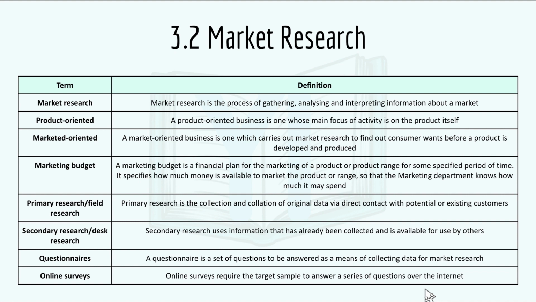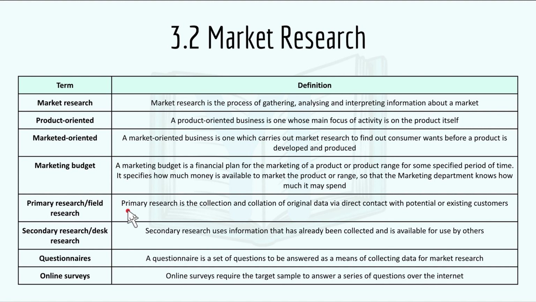Then lastly, we have some definitions for 3.2 market research. Market research is a process of gathering, analyzing, and interpreting information about a market. A product-oriented business is one whose main focus of activity is on the product itself. A market-oriented business is one which carries out market research to find out consumer wants before a product is developed and produced. Marketing budget is a financial plan for the marketing of a product or product range for some specific period of time, and it specifies how much money is available to market the product or range, so that the marketing department knows how much it may spend.